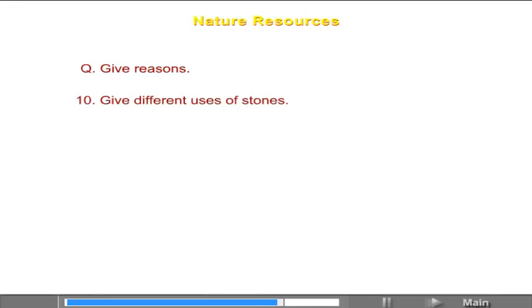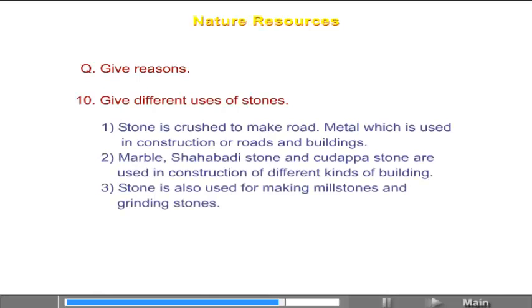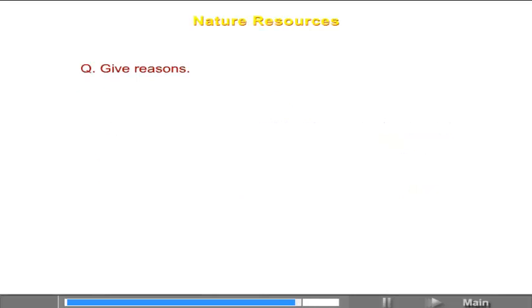Give different uses of stones. Stone is crushed to make road metal, which is used in construction of roads and buildings. Marble, Shahabadi stone and Kadapa stone are used in construction of different kinds of buildings. Stone is also used for making milestones and grinding stones.